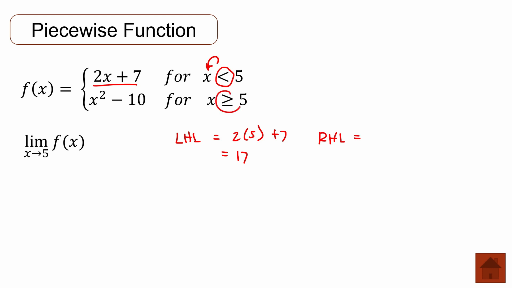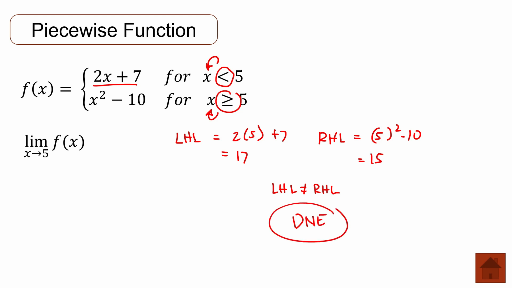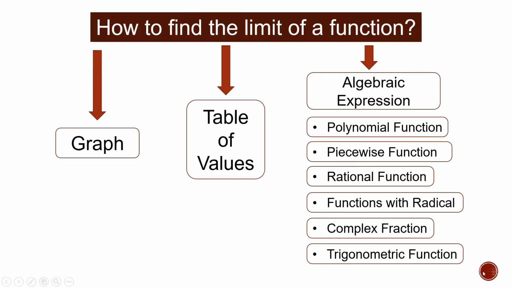So that means we need to look at the greater than symbol, provided that the x is on the left side. So this is 5 squared minus 10. 5 squared is 25 minus 10 is equal to 15. And again, here we have a situation wherein the left hand limit is not equal to the right hand limit. Therefore, the limit of this piecewise function does not exist, right? So that's for the piecewise function.